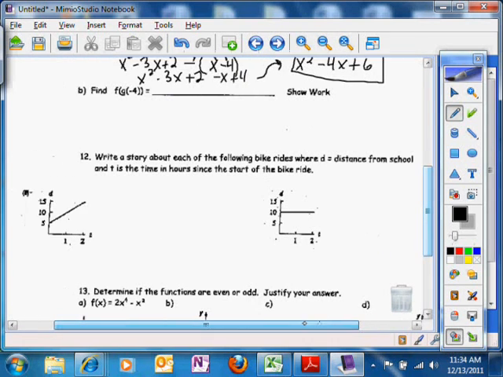These questions for number 12, you simply need to write a story about each of the following bike rides, where D is the distance from school and T is the time in hours since the start of the bike ride. So I'll leave that up to you to be able to come up with a story over those.